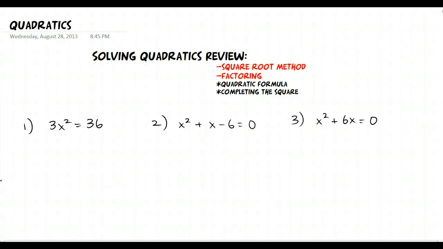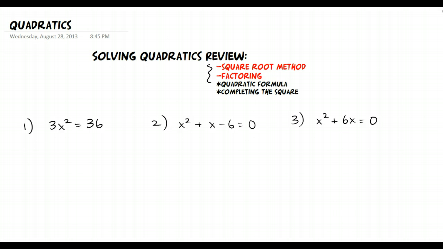Okay, this is a short video tutorial for solving quadratics. So we're just going to review the two methods that we've learned. That's the square root method and factoring for solving a quadratic. Note that there are two additional methods that we're going to get into this year, but we haven't come to yet. So we're only going to focus, like I said, on these first two methods.